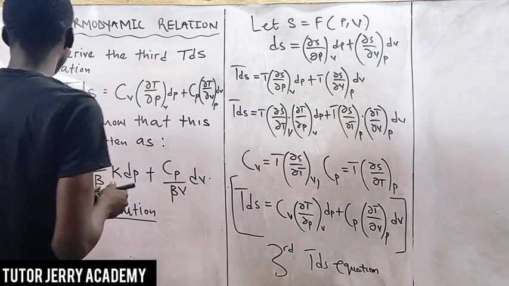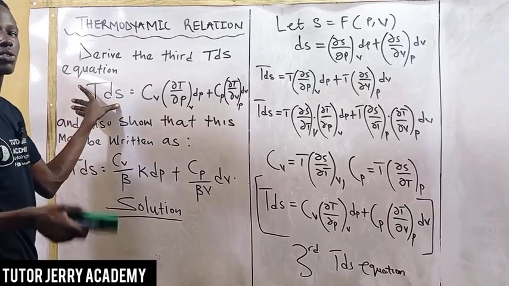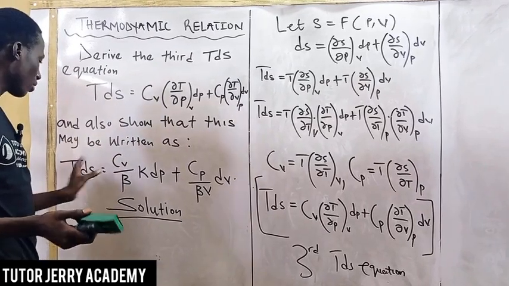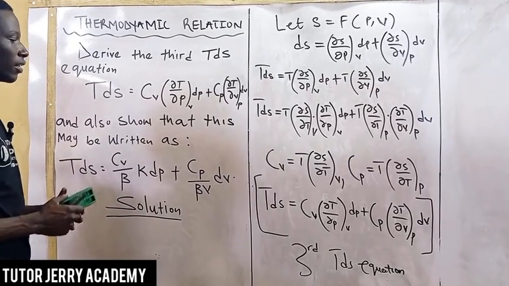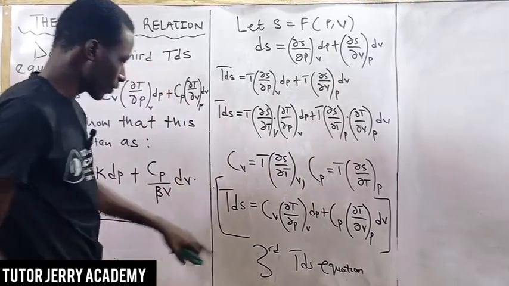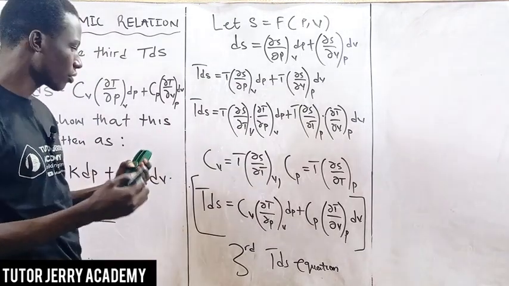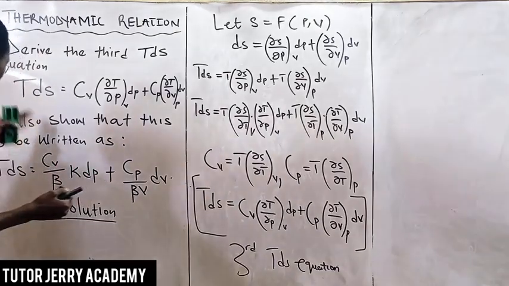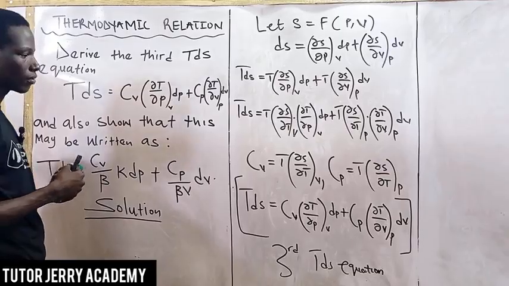Now, we are told that we should show that the third TDS equation after derivation is equal to this. Yes, it's equal to this. Now, how do we do this? Let's go. So from these two equations, we are going to be making use of our PVT relation in order to show that this can be written as this. We are going to be making use of our PVT relation.